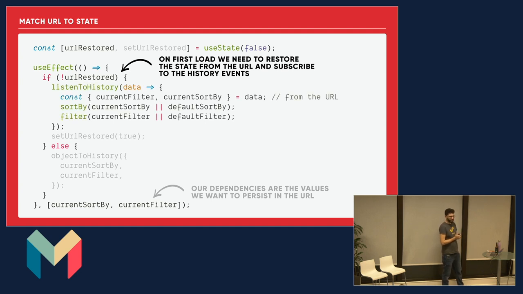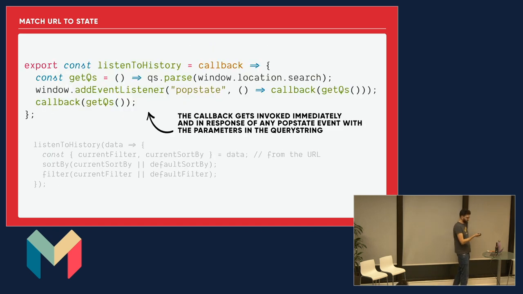And then I attach to the browser history something that would modify the state of my app based on what's in the URL. So I get the current filter and current sort by from the data coming from the URL, and I apply that to my useState state setters. And again, the function to listen to the history looks something like that. I don't expect you to read and understand every single step of the thing. It does that, trust me.